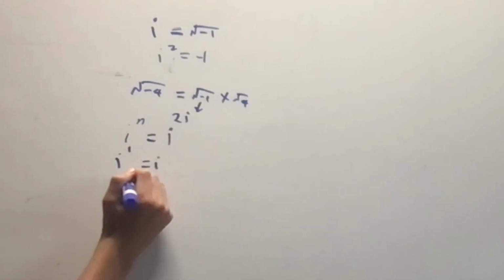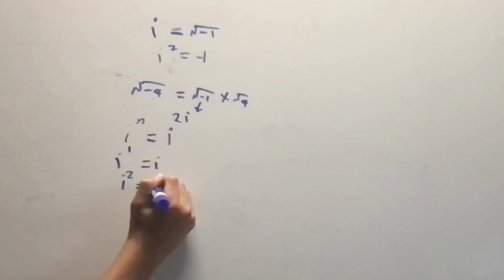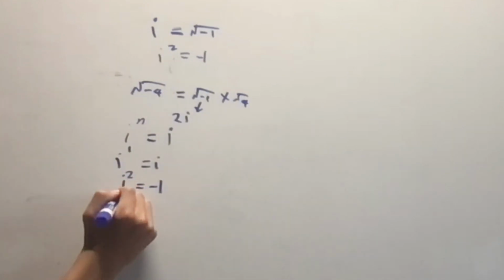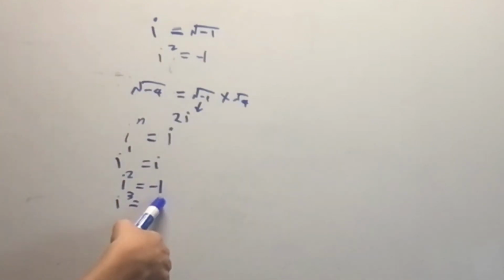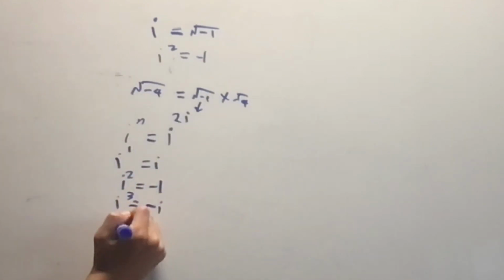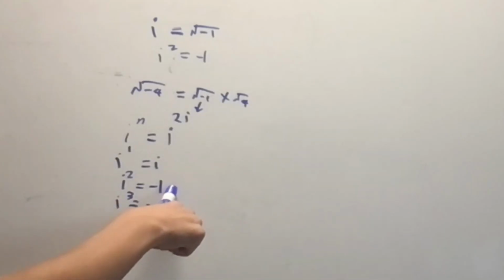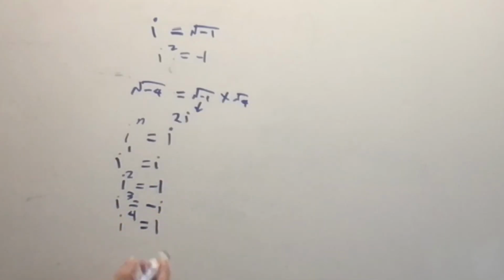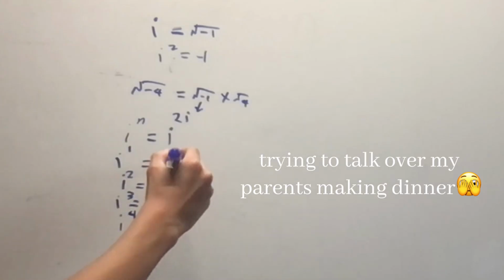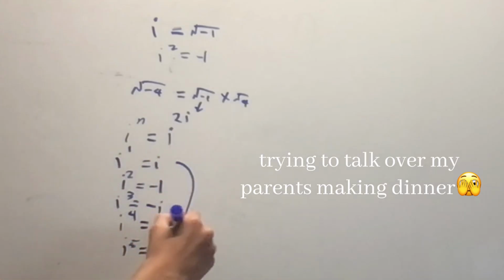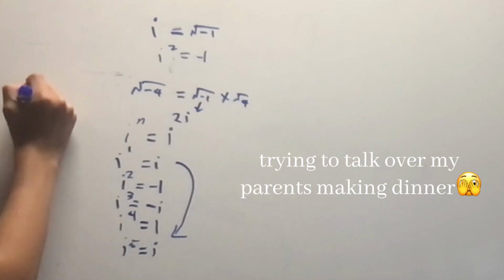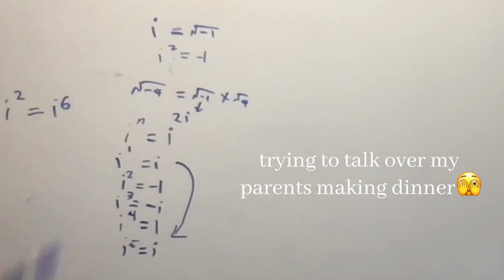i to the first is i. i squared is -1, and i cubed is -1 times i, which is negative i, and i to the fourth is -1 times -1, which is 1. And then i to the fifth is 1 times i, so i to the fifth is i. So we can see that every time the exponent increases by 4, it repeats. For example, i to the second will equal i to the sixth.